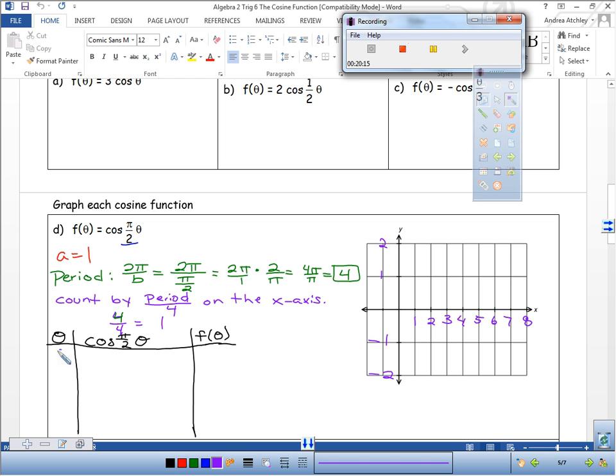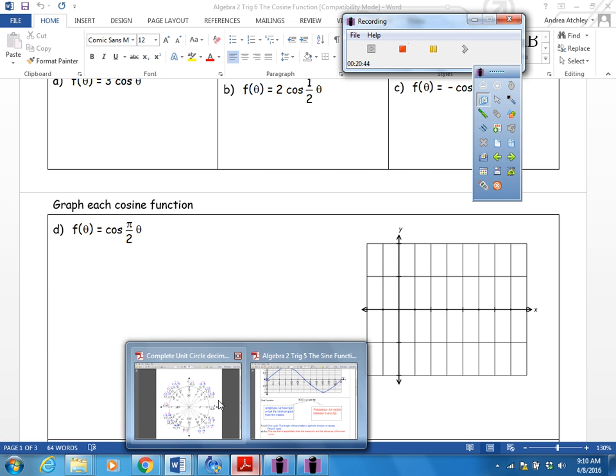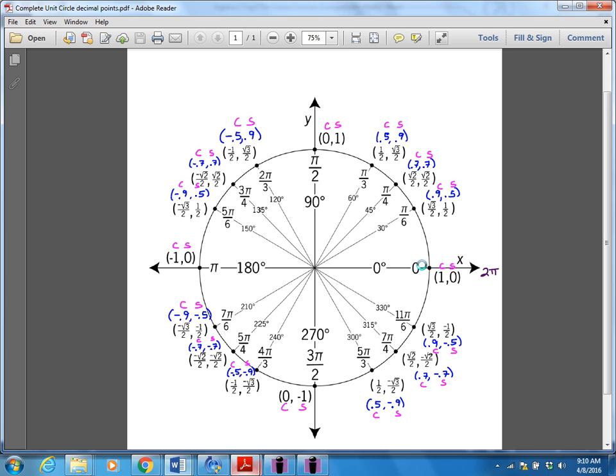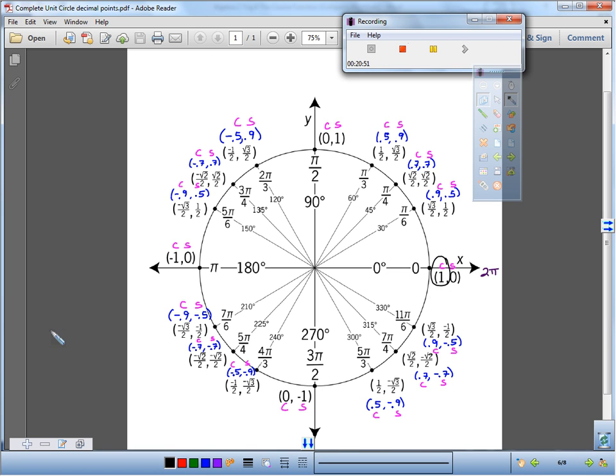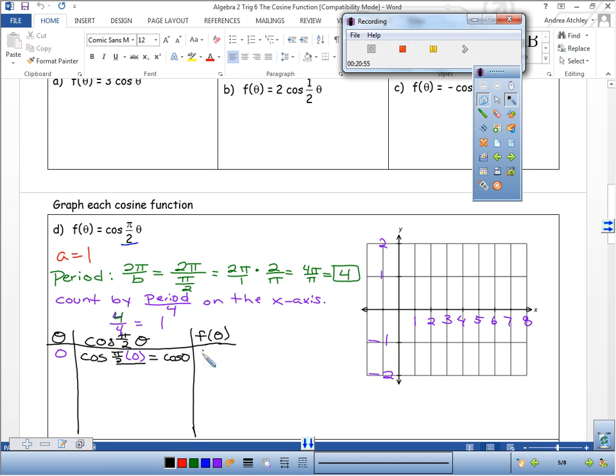So cosine of pi over 2 times theta. I'm going to start by plugging in 0. I'm going to have cosine of pi over 2 times 0. You want to multiply this together first. So pi over 2 times 0, class, is 0. Good. So we just want the cosine of 0. We're going to find our unit circle. And the cosine of 0 is 1. So I'm going to graph where x is 0, y is 1. Any questions over that?